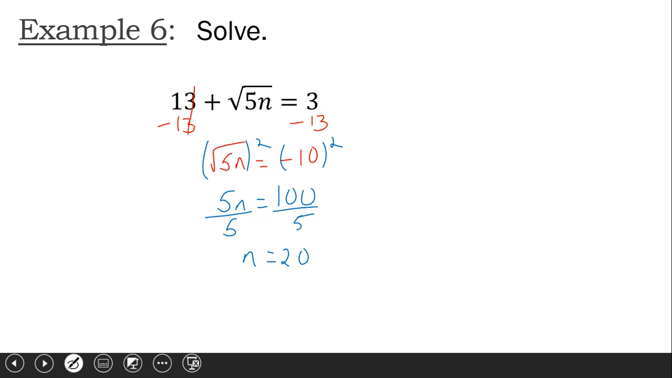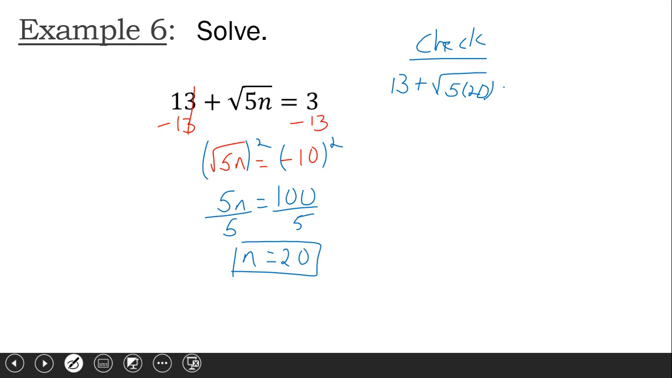Now, this is a case where you have to check your answer. Let's look at 20. Let's plug it in. 13 plus the square root of 5 times 20. Is that equal to 3? 13 plus the square root, 5 times 20 is 100. Is that equal to 3? 13, the square root of 100 is 10. Is that equal to 3?